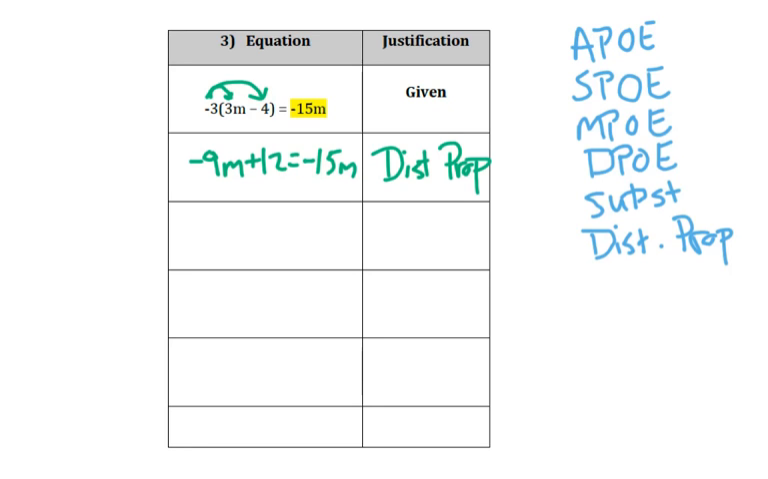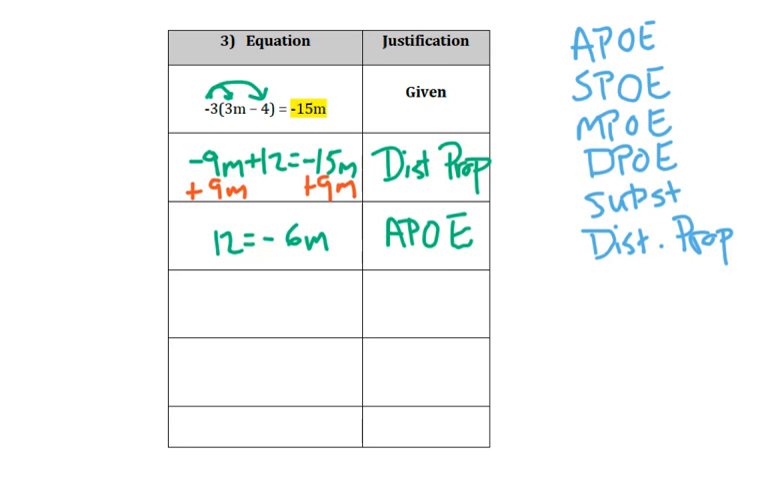Next, notice we've got to get the variables to the same side. So I'm going to go ahead and add 9m's to both sides of our equation. Now, you could do it the other way, but this allows 12 to be by itself and all the m's to be on the other side. So we're going to get 12 is equal to -6m's. And we just used the addition property of equality.